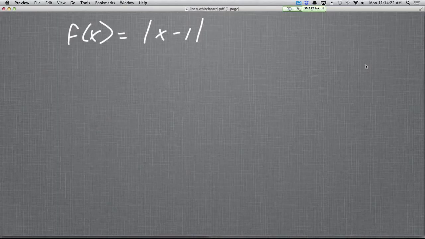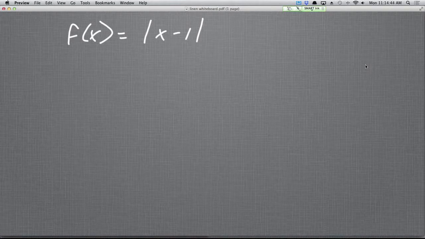I have f of x equals the absolute value of x minus 1. So I want to talk about the differentiability of the absolute value of x minus 1. It has a sharp turn in it, so there should be a place where I am not differentiable. So let's figure that out.